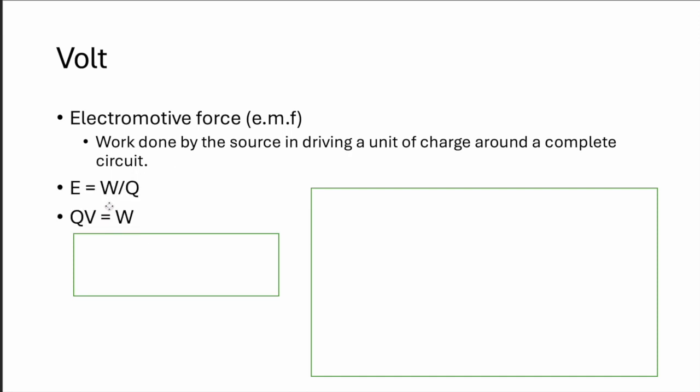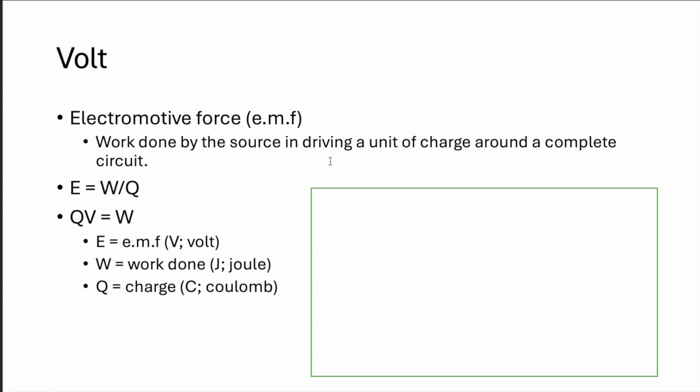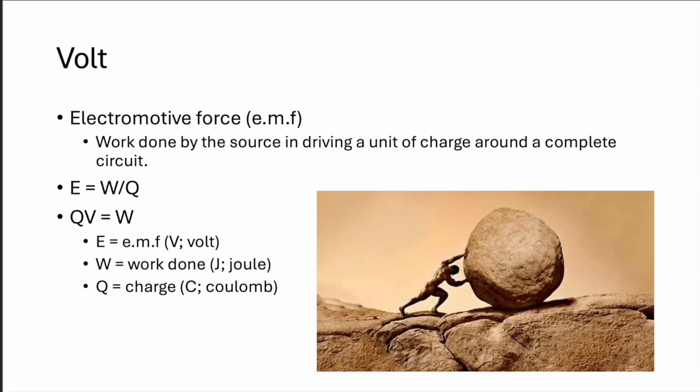The electromotive force of an electrical source is the work done in driving a unit charge around a complete circuit. And yet again, there's another formula: E equals W over Q. E is the EMF, with a unit of volt, W is work done in joules, and Q is charge in coulombs. Usually the EMF unit is just put as V, and rearranging it, QV equals W. How I would remember this is: Queen Victoria is a woman, right?